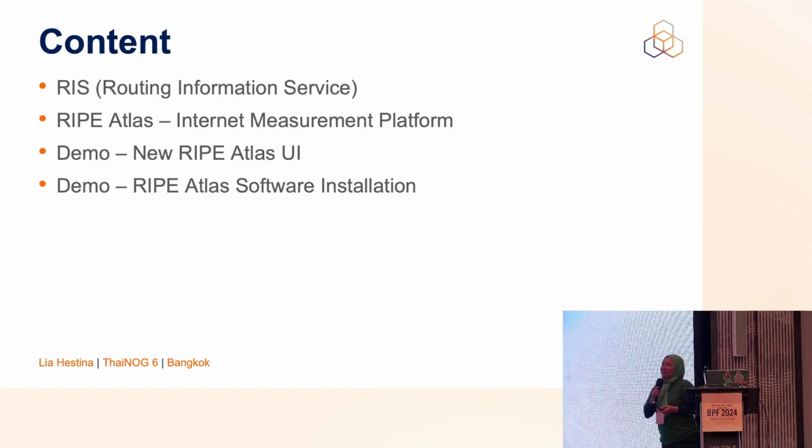So in today's presentation, I'm going to talk to you about two of the tools that we have, that is RIS and RIPE Atlas, and how you can utilize them as a network operator in your day-to-day job. We're going to cover RIS, which is Routing Information Service, RIPE Atlas, which is the Internet Measurement Platform, and then we will also cover some demo about the new UI. We have a new UI with RIPE Atlas. And then last but not least, I'm going to show a demo that was done by Swapnil on how to install software probes.